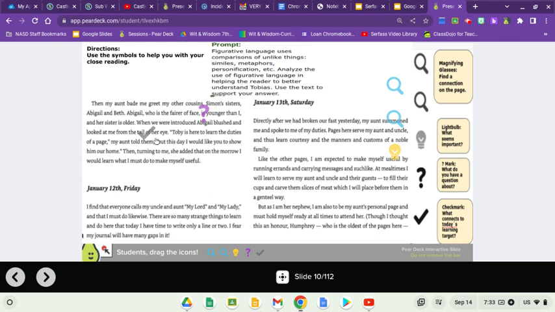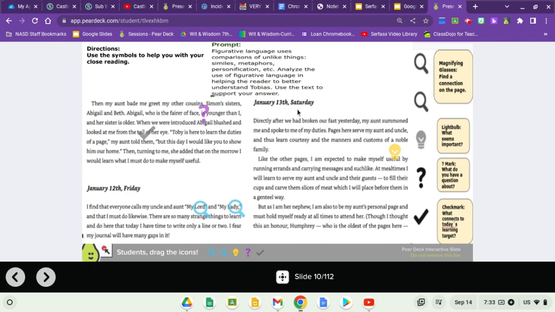Then turning on to me, she added that on the morrow I would learn what I must do to make myself useful. January 12th, Friday. I find that everyone calls my uncle and aunt my lord and my lady, and that I must do likewise. Hmm, that seems to be a matching set. Lord and lady. There are so many strange things to learn and do here today that I have time to write only a line or two. I fear my journal will have many gaps in it.